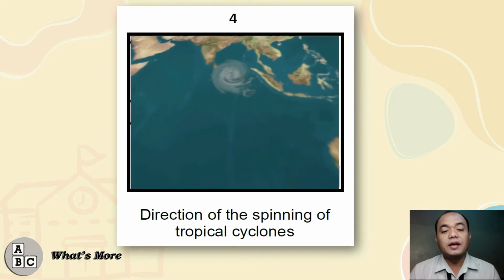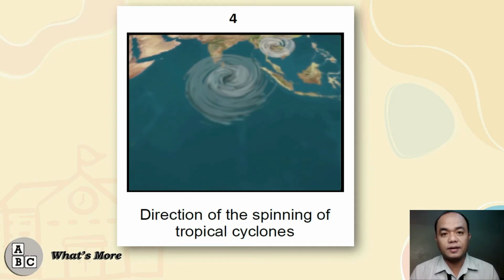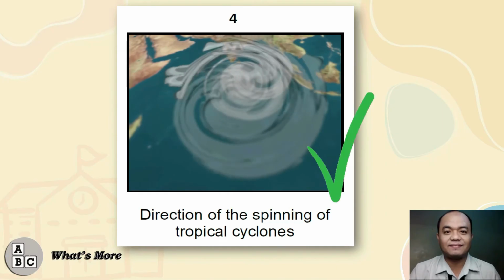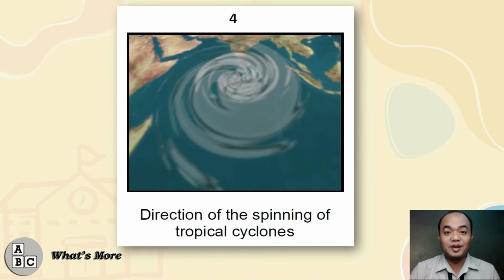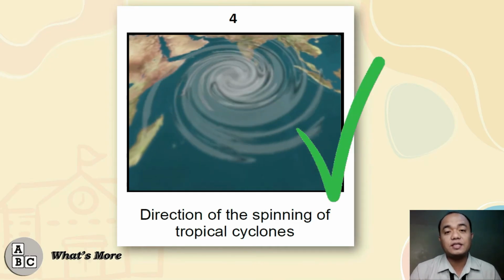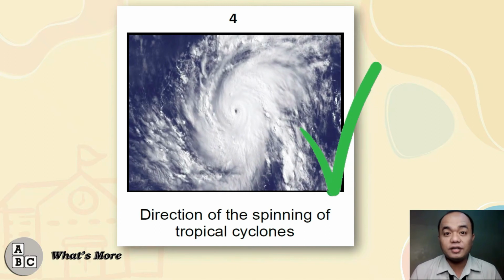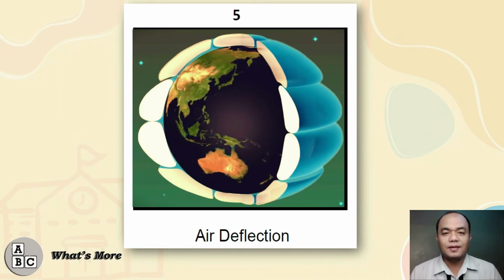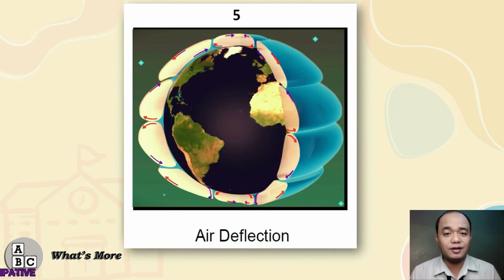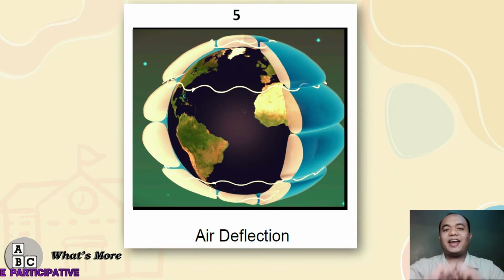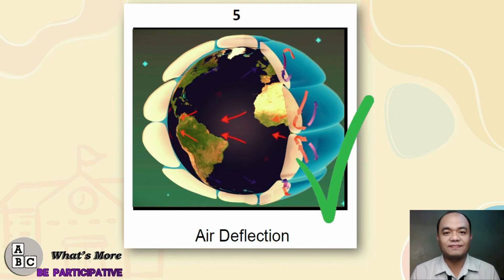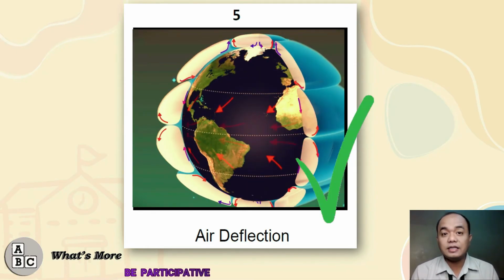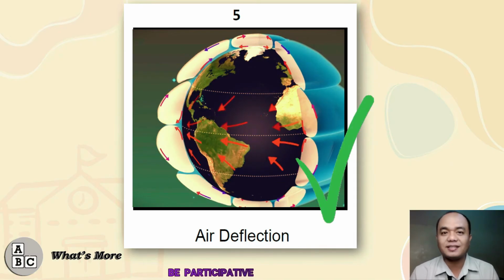Number 4. Direction of the spinning of tropical cyclone. Is it an effect of rotation or not? Check or X? Yes, very good. The correct answer is check. The direction of the spinning of the tropical cyclones is the effect of Earth's rotation. And number 5, air deflection. What's the correct answer? Is it an effect of Earth's rotation or not? Check or X? Very good. It is an effect of Earth's rotation. Air deflection happens because the Earth's rotation has Coriolis Effect.